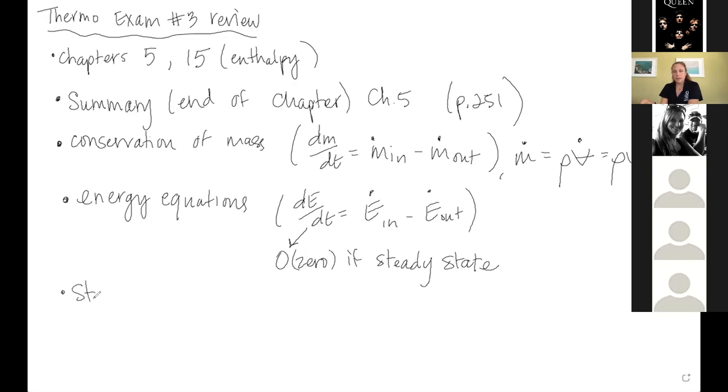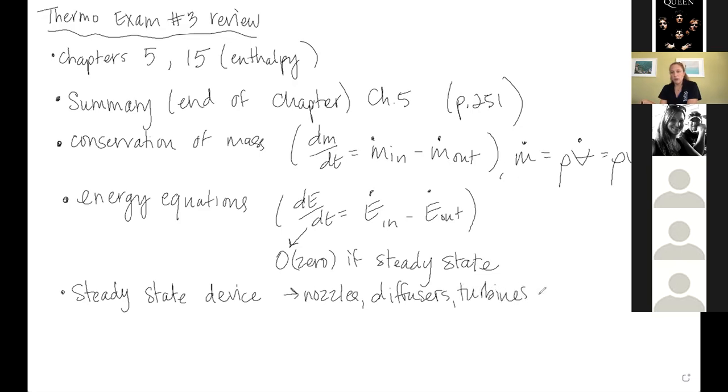We looked at steady state devices. So when you see a certain device, you can assume that it's operating at steady state. These were nozzles, diffusers, turbines, compressors, mixing chambers, heat exchangers, and pipe and duct flow.